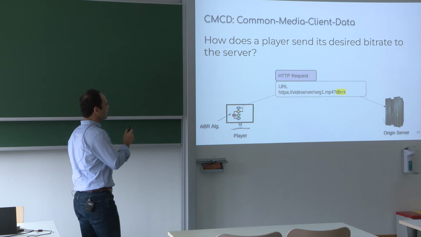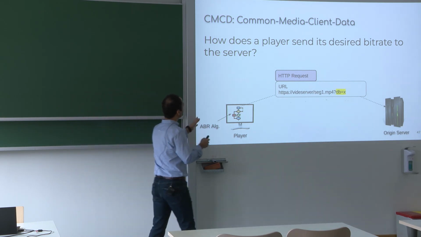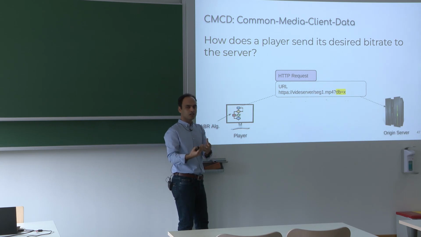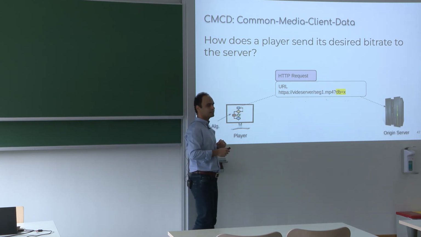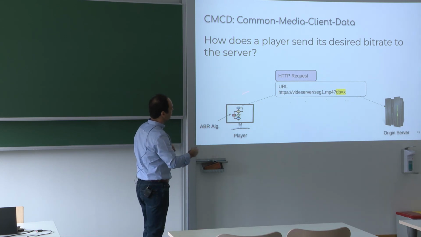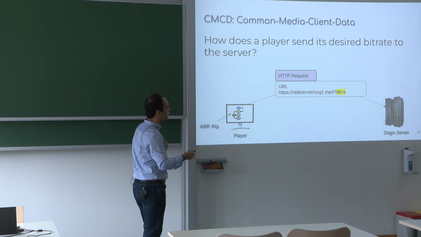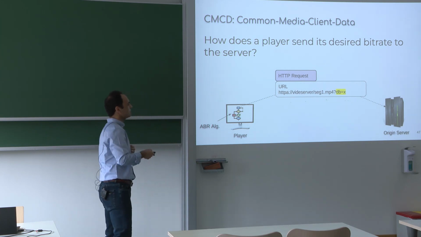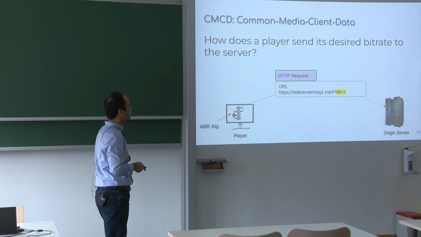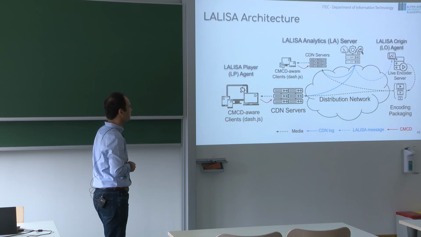Another question that we should answer here is how we can get this desired bitrate. We can use the CMCD approach. And here we can see that when the client sends a request to the origin server or CDN server, we have this CMCD variable, for example, desired bitrate, concatenated to the URL of the request.